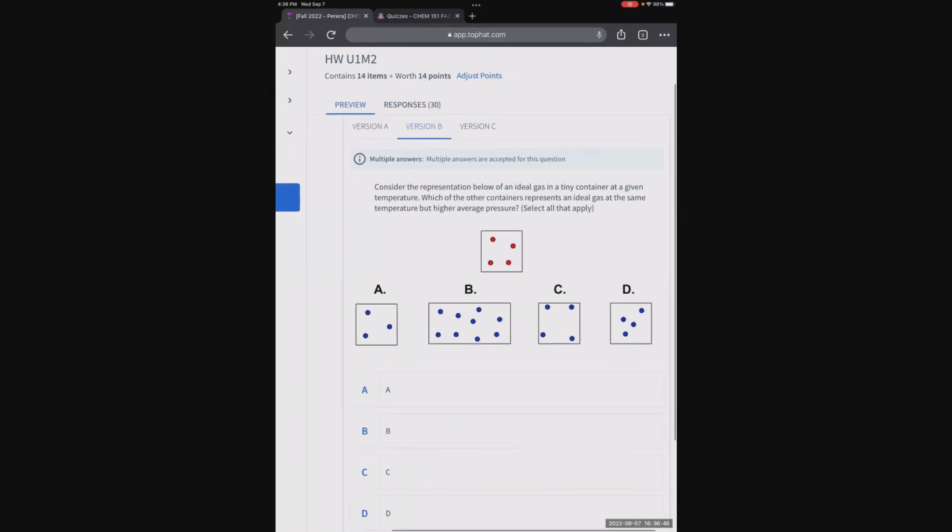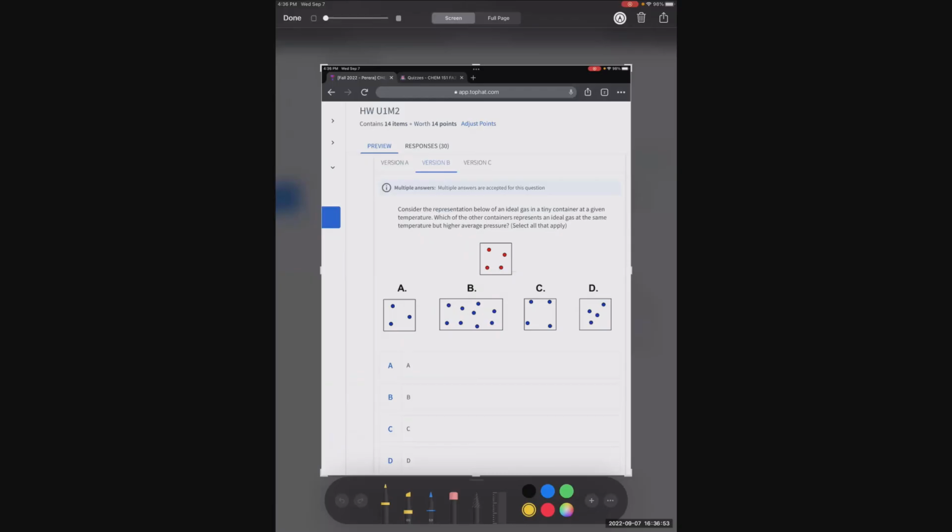Let's say there are different versions. I did not know which version you're going to get, but let's consider this one. Now, we have an ideal gas in a tiny container at a given temperature. Which of the other containers represents an ideal gas at the same temperature, but at a higher average pressure?